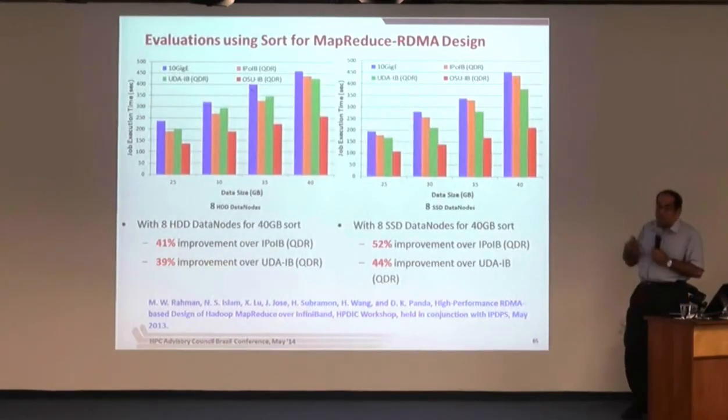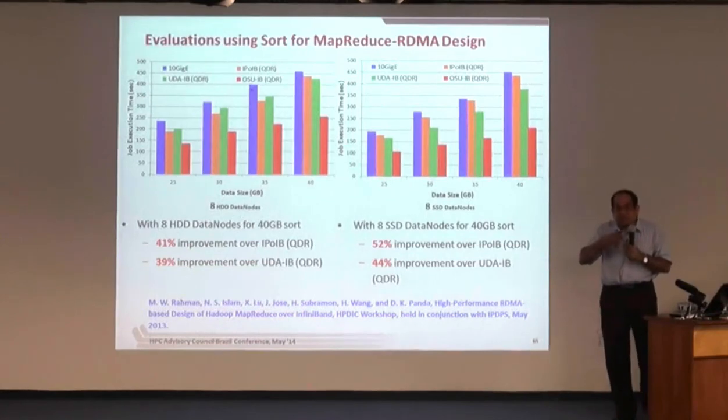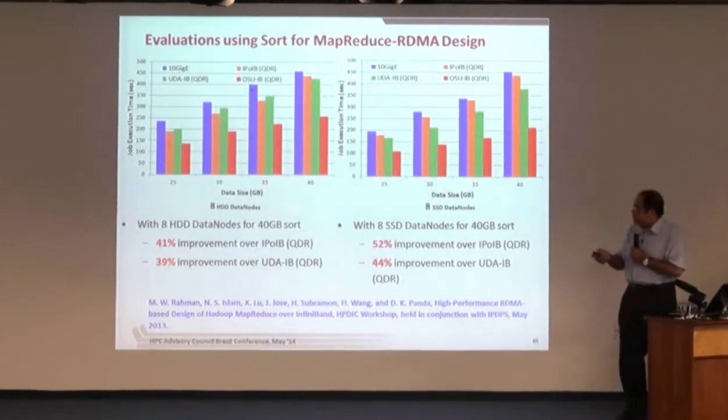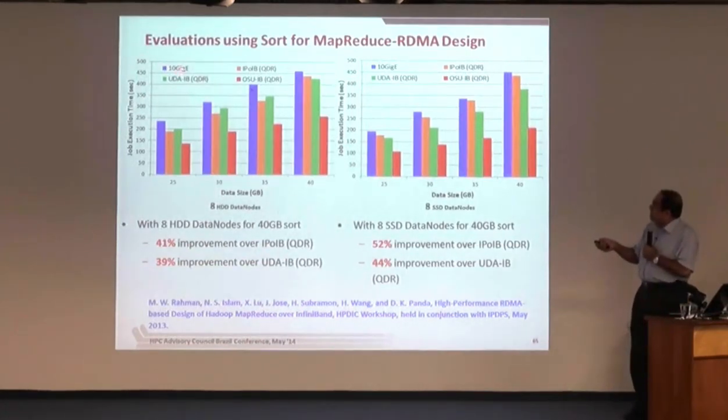The same thing happens also with MapReduce. We have taken the MapReduce paradigm and converted it into native InfiniBand. Here it is comparing 10 gig, IP over IB, and also there is another package from Mellanox, the UDA, and then we are comparing that with our version. So here you can see similar kinds of things, you get 41%, 52% improvement compared to the IP over IB.